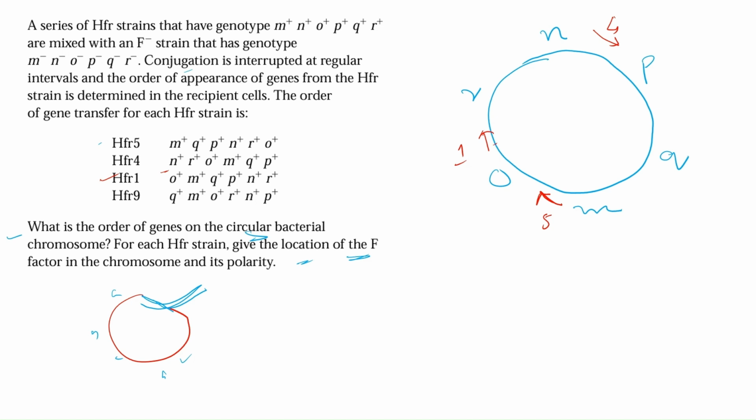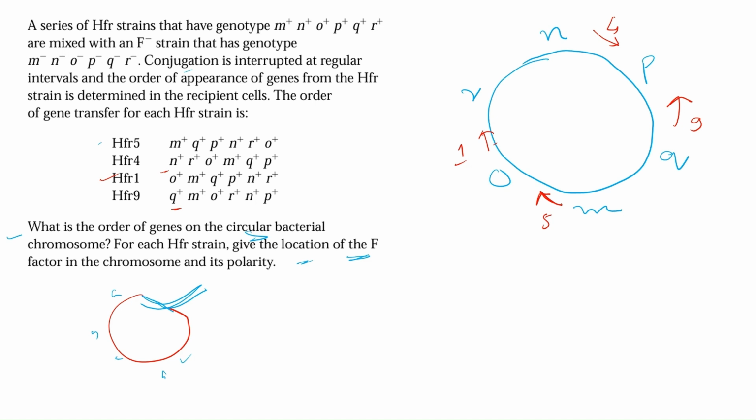Hfr9, which gene entered first? Q. After Q, M. So it is moving in the reverse direction, as you can see. So Q entered first, then M, then O, then R, then N, then P. So here will be the F factor. But the orientation is opposite compared to all the other Hfr strains. Here the orientation is anti-clockwise with Hfr9.